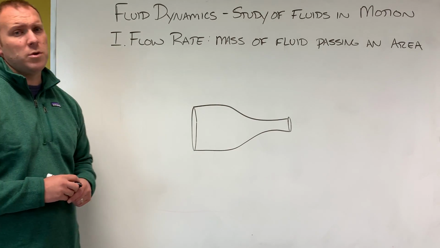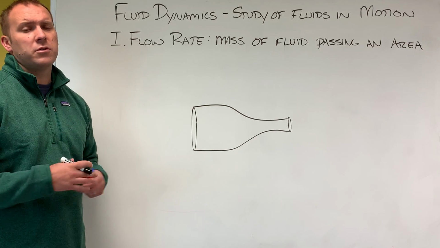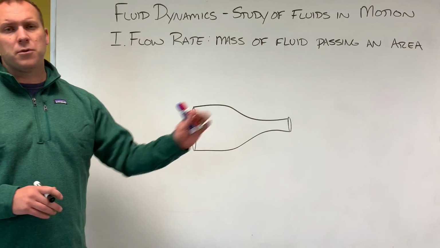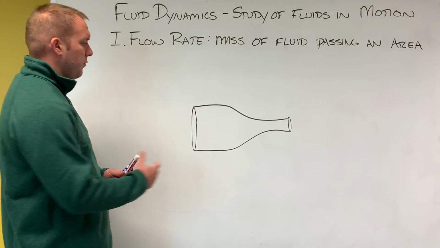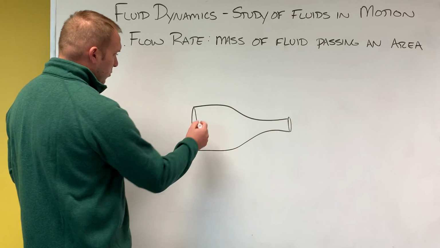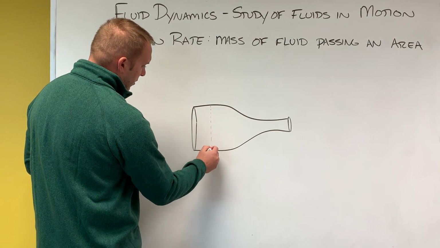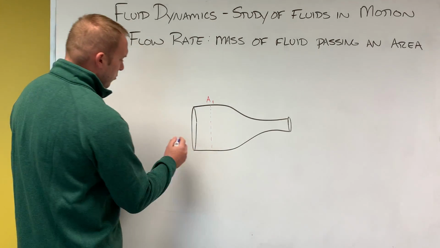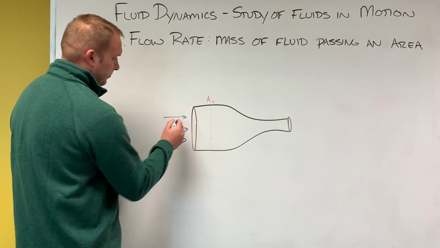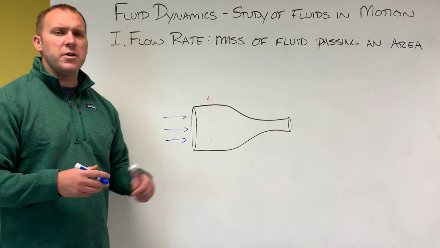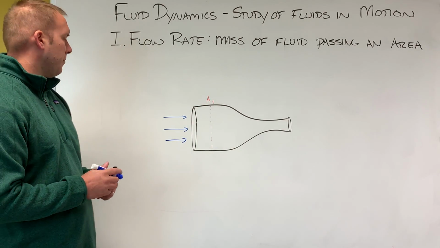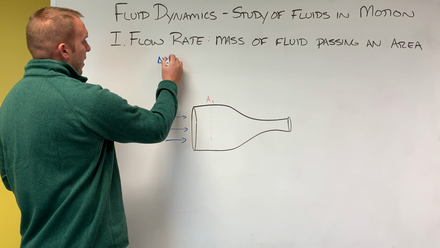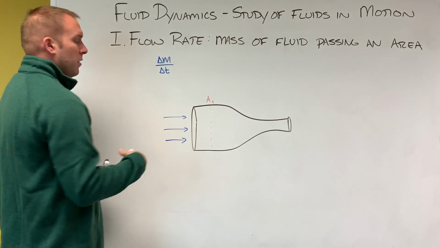The first thing we need to focus on with fluid dynamics is what's called flow rate. That's where we understand the mass of a fluid that's moving through an area in a set time. So if we take this shape here and look at this area right here, we'll call this area 1, and we want to know, if the fluid is moving from left to right, what's the mass of fluid that's going to be moving through that area at any given time. So we would define flow rate as the change in mass over the change in time that moves through my system.